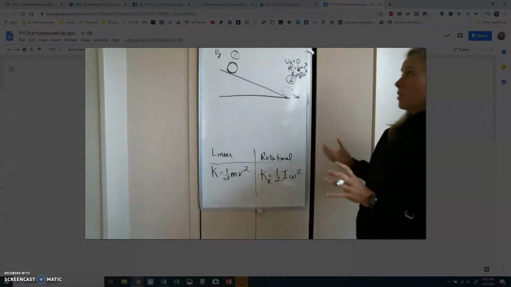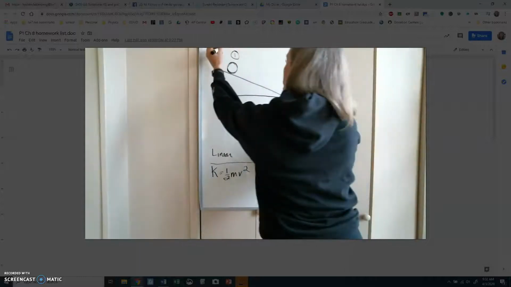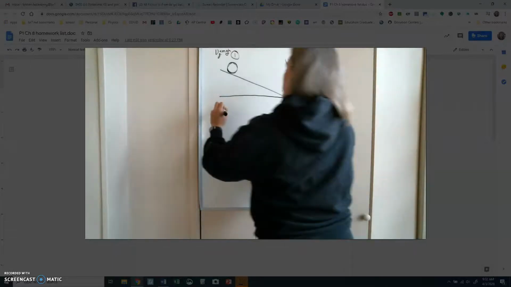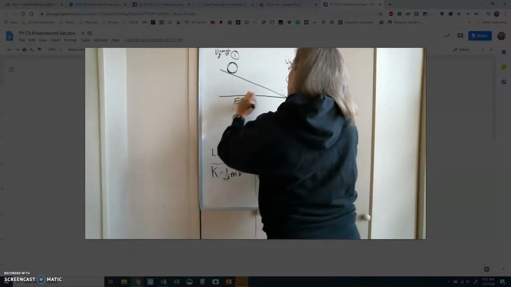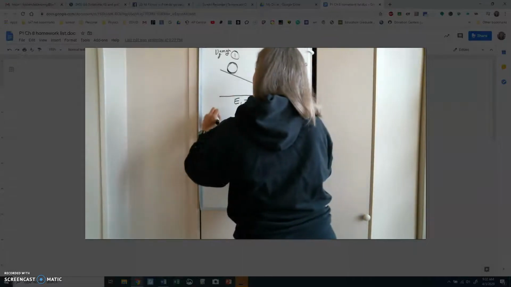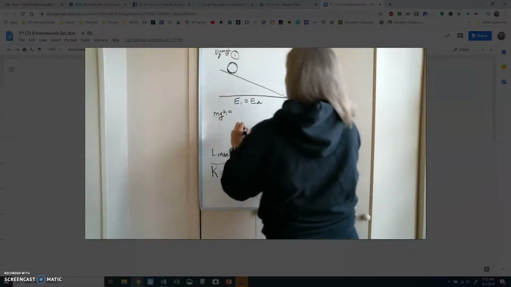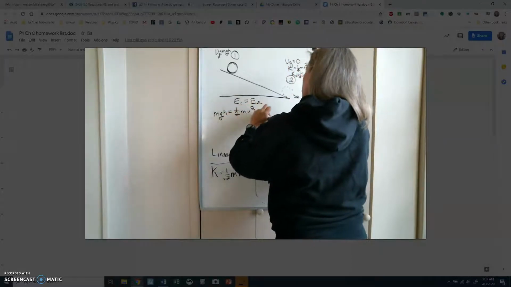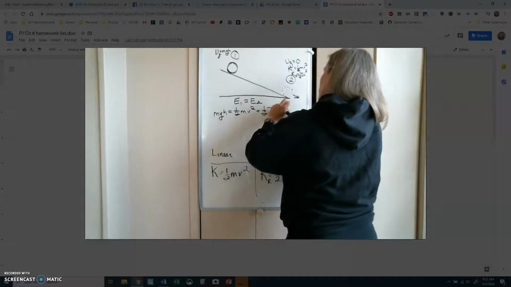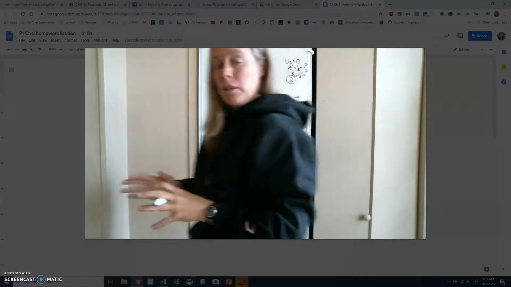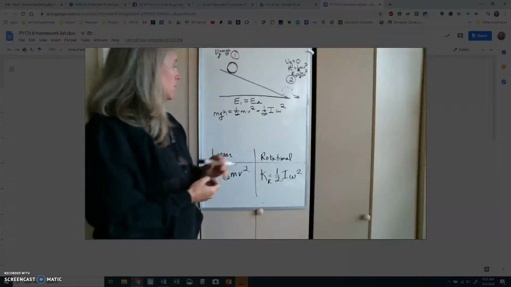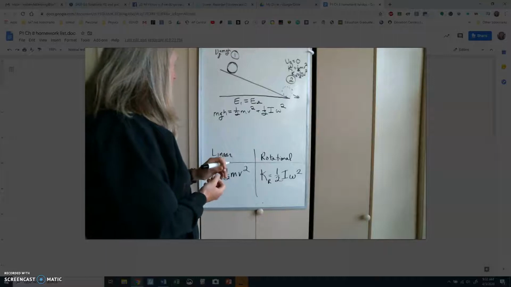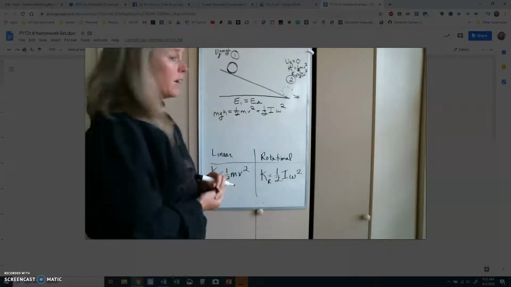Okay? So, what I'm going to do is, we'll go over here, mgh, doesn't really matter, the h. I've got energy at state 1 equals energy at state 2, so mgh equals 1/2 mv squared plus 1/2 I omega squared. Now, some of you are probably like, hey, that doesn't work, nothing cancels out. I'd like to cancel mass out. I'd like to cancel out radius, but there is no radius in there.